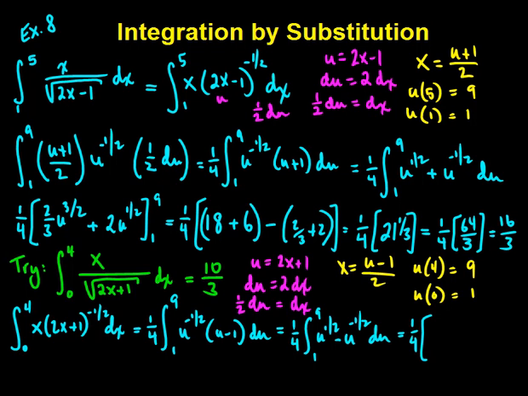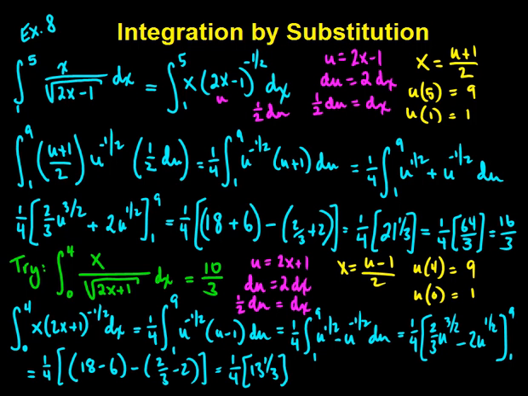u to the 1/2 becomes 2/3 u to the 3/2. That's minus, u to the negative 1/2 becomes 2u to the 1/2. I'm integrating that from 1 to 9. Once again, the 9 to the 3/2 is 27. 2/3 of 27 is 18. This time it's minus 6. Then 2/3 minus 2. That gives me 1/4 of 13 1/3, which is 1/4 of 40/3, which is 10/3.